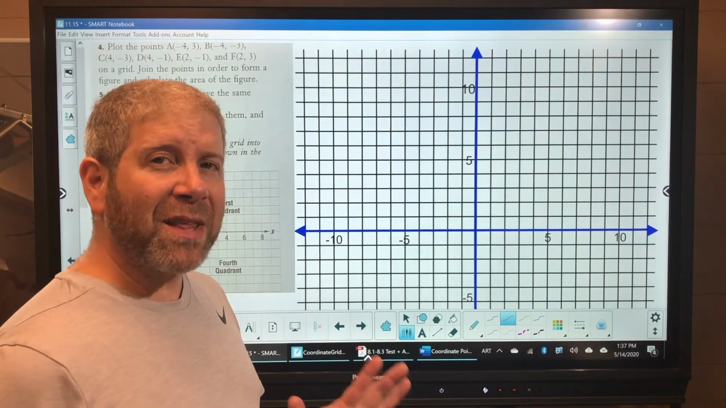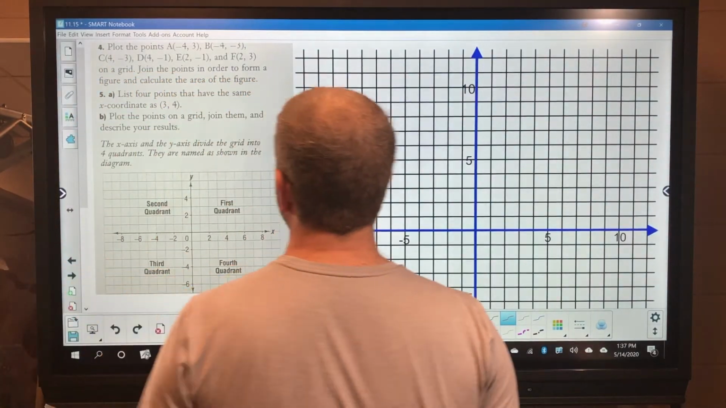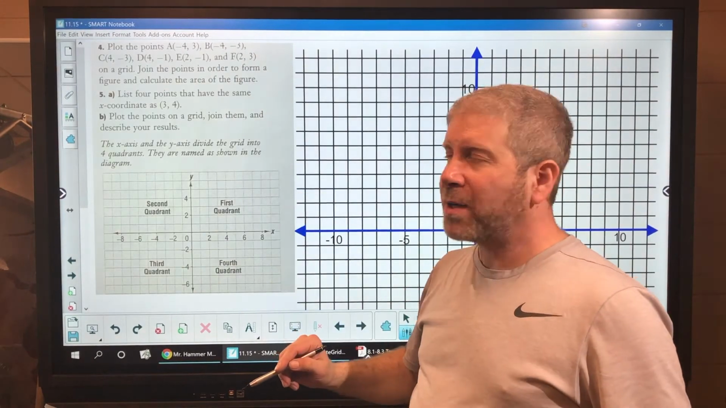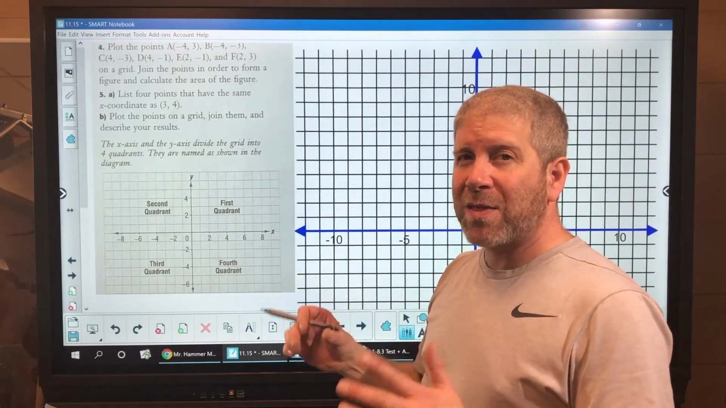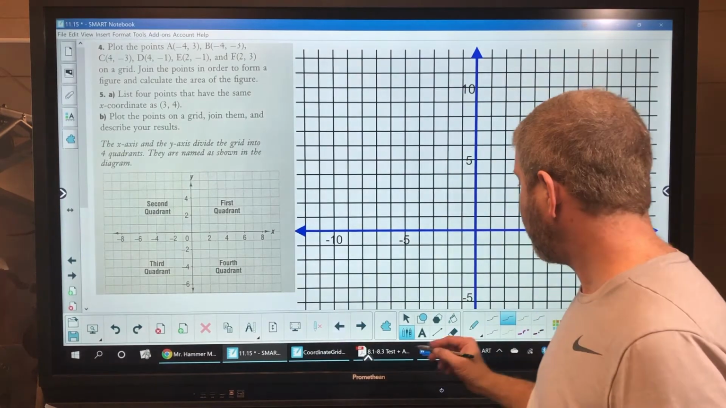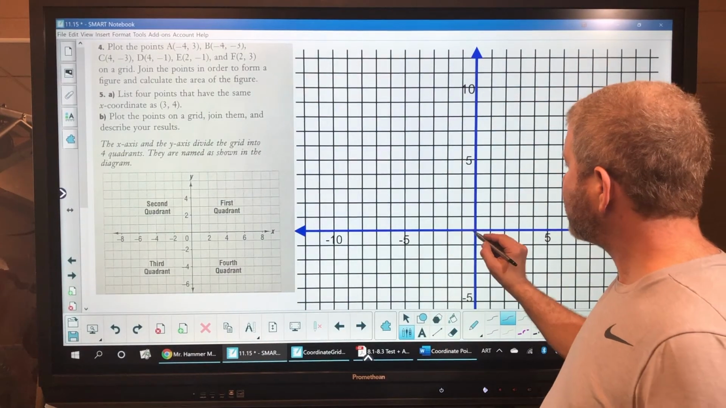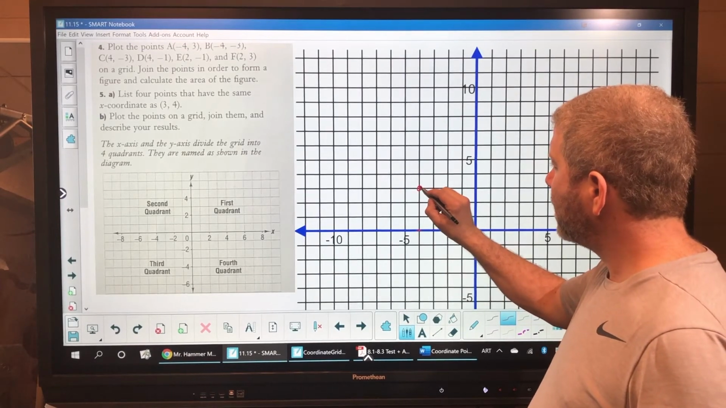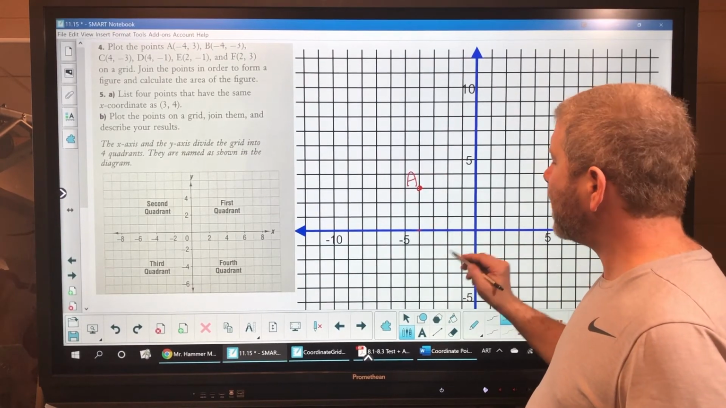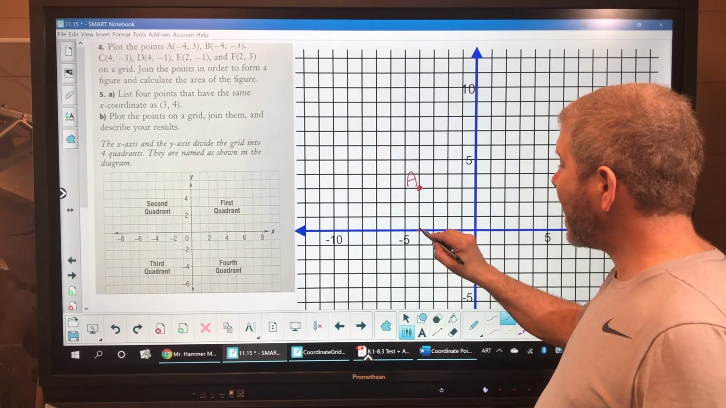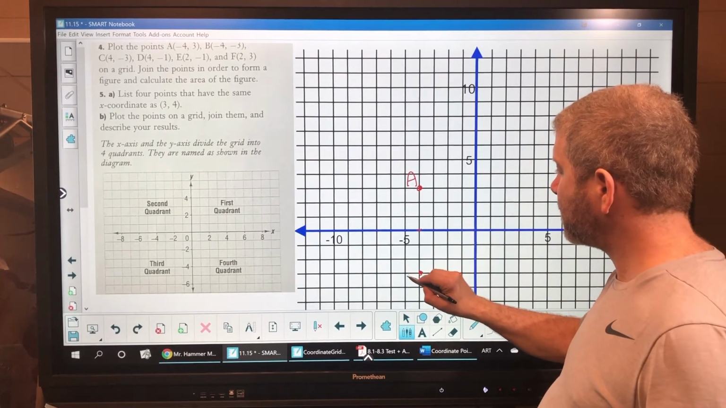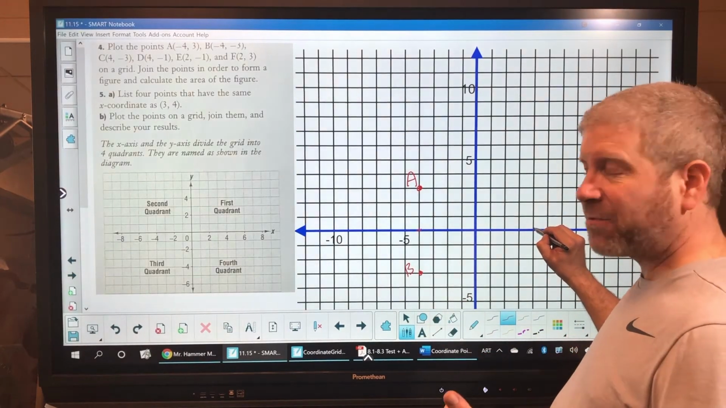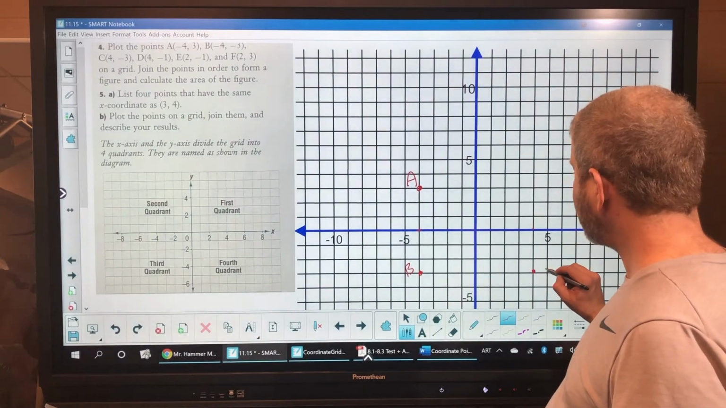Okay, now we're going to look at section 11.15. Question number 4. Plot the points A, B, C, D, E, F on the grid. Then we're going to join those points, and then we're going to calculate the area of that figure. So let's get started. A is negative 4, so negative 4 on the x-axis, and then positive 3. So there's A. B is negative 4, and then negative 3, so we're going to go down for the y-axis, so that's B. C is 4, so on the right, negative 3, so down 1, 2, 3, that's C.